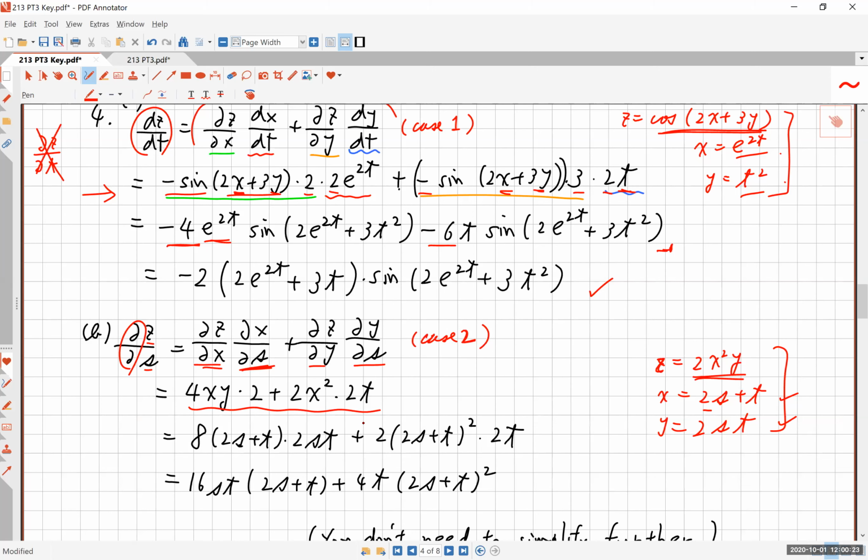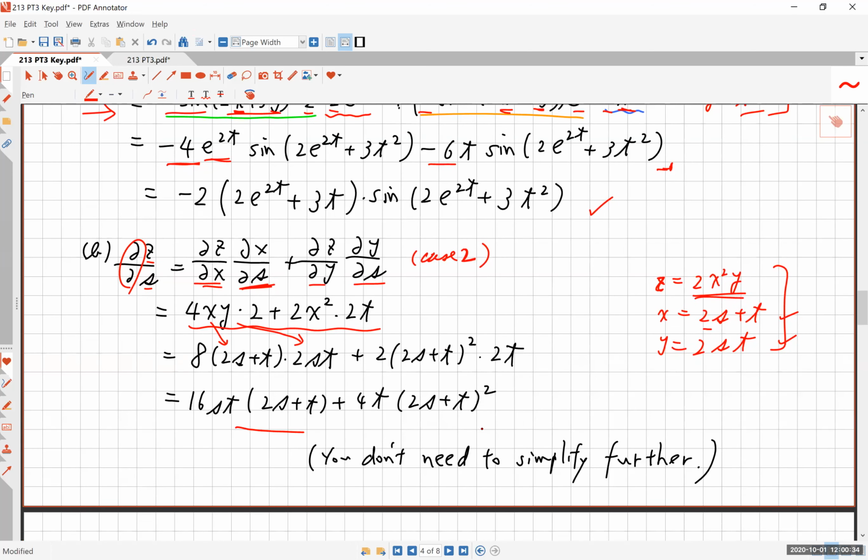Try to simplify and rewrite x in terms of t and s. Rewrite y in terms of t and s in both of these terms. And you do not have to simplify any more than this, okay?